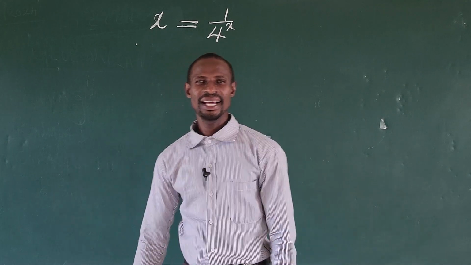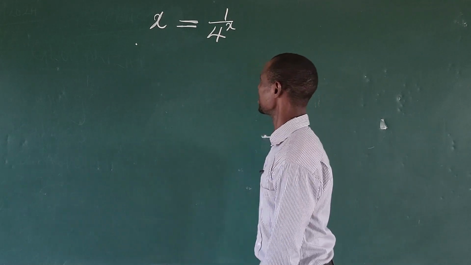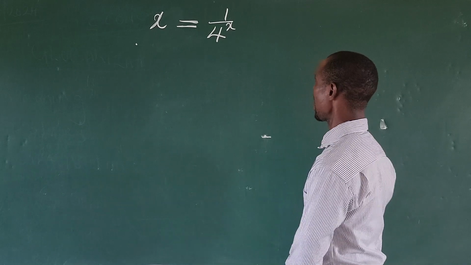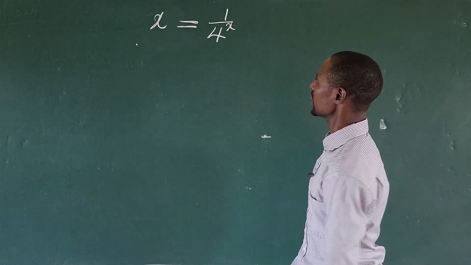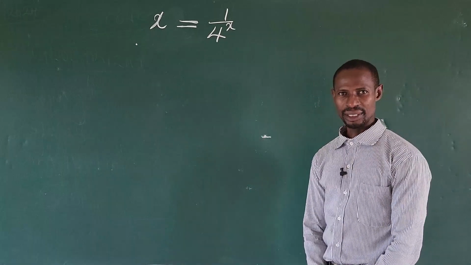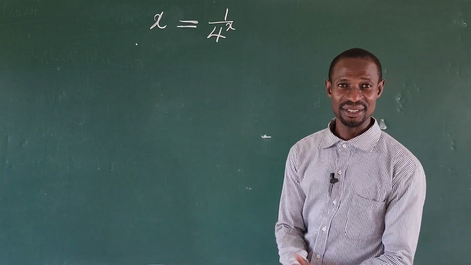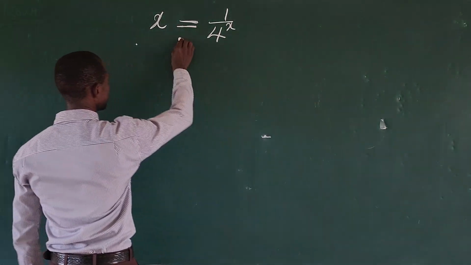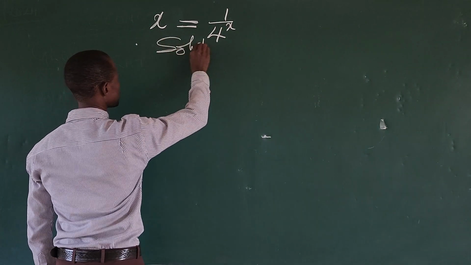All right, let's quickly look at this math challenge before us here. This exponential equation: x equals 1 all over 4 to the power of x. How do we solve this? I want to believe this is easy to solve. Okay, so let's take a solution here.